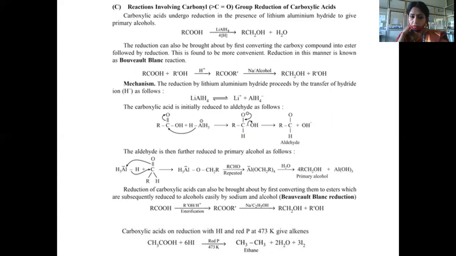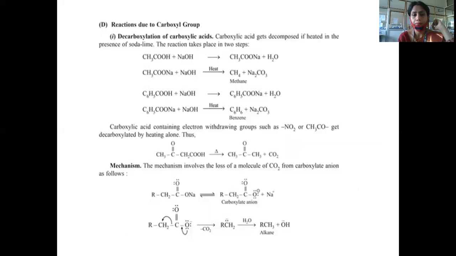And the reduction of the carboxylic acid can also be brought about by first converting them to esters, which are subsequently reduced to alcohol. So when this reaction is conducted with a step involving esterification, the reaction is called the Bouveault-Blanc reaction. And the carboxylic acid on reduction with HI and red phosphorus gives alkanes also. Then next is the reduction to carboxyl group.